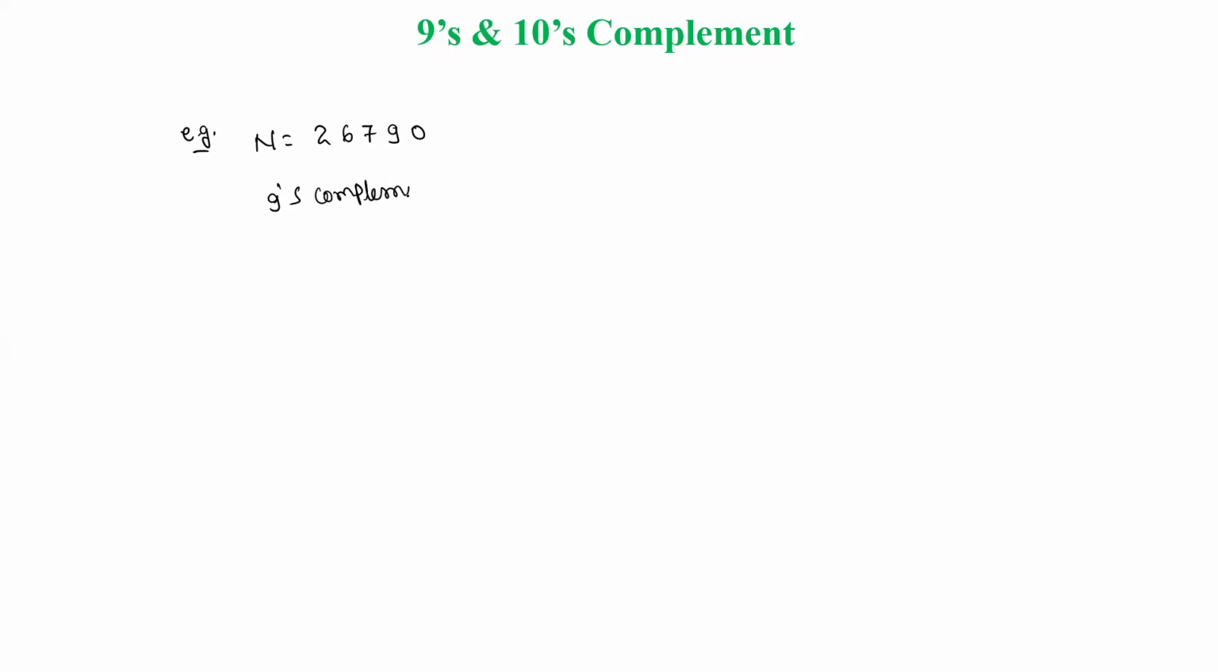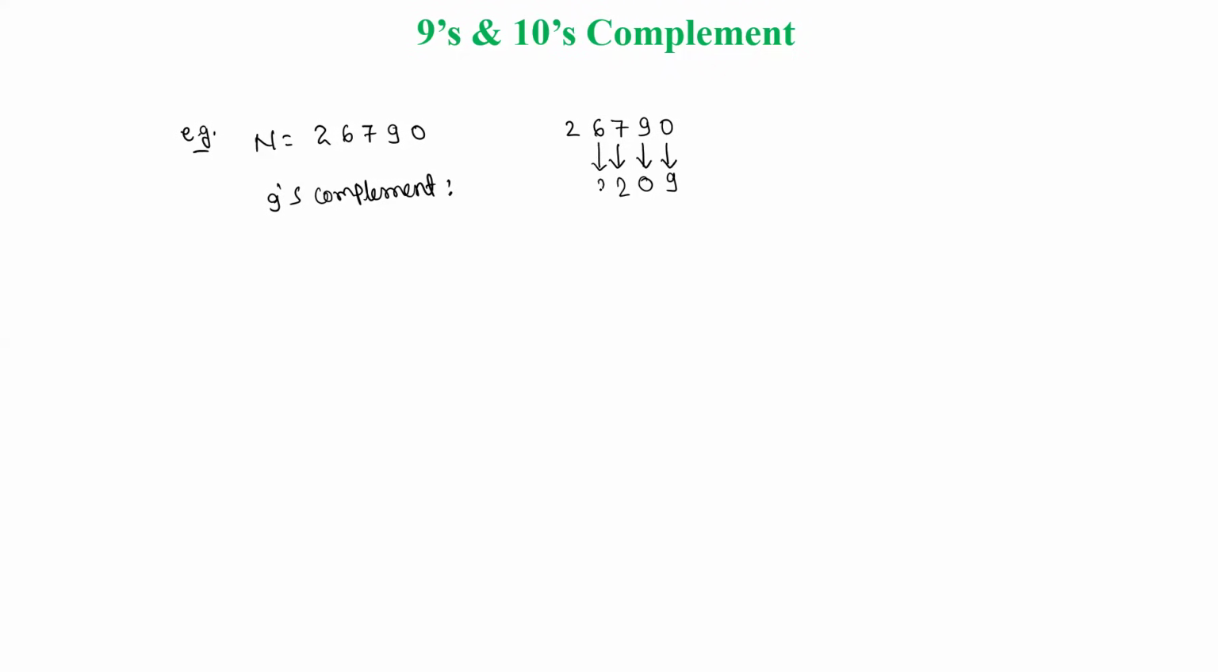So for the 9's complement, what is the rule? Subtract each digit from 9. If we write the number here, we can easily see 2, 6, 7, 9, 0. For the 9's complement, each digit is subtracted from 9. So the last digit is 0, so 9 minus 0 is 9. Again, this digit is subtracted from 9, so 9 minus 9 is 0. Again, this one is subtracted from 9, so 9 minus 7 is 2.